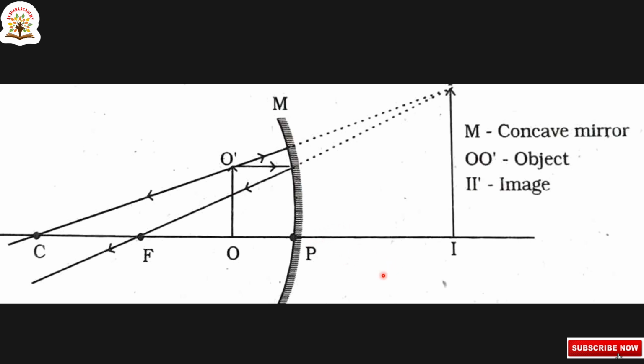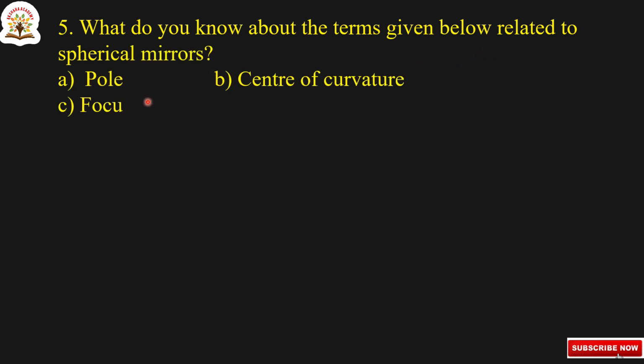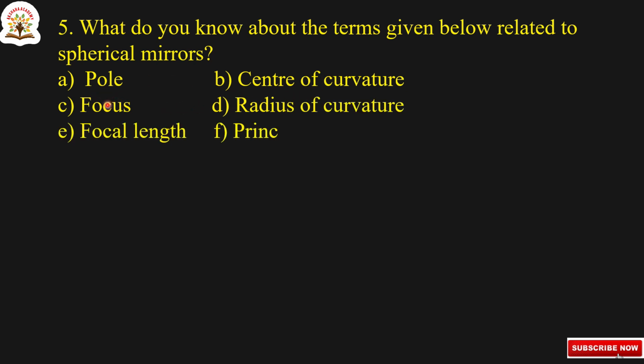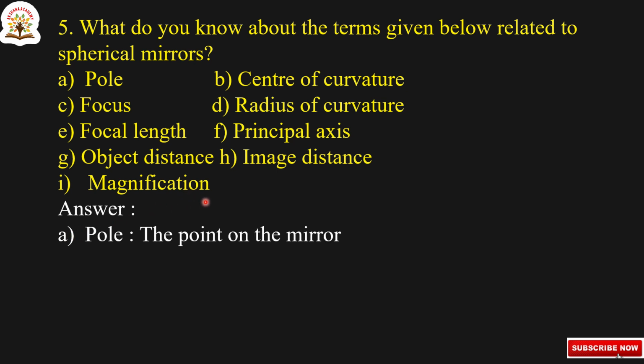Okay, next we will go to the next question. Fifth one, what do you know about the terms given below related to spherical mirrors? Here they are giving some terms: the pole, center of curvature, focus, radius of curvature, focal length, principal axis, object distance, image distance and magnification. Now I will discuss one by one.